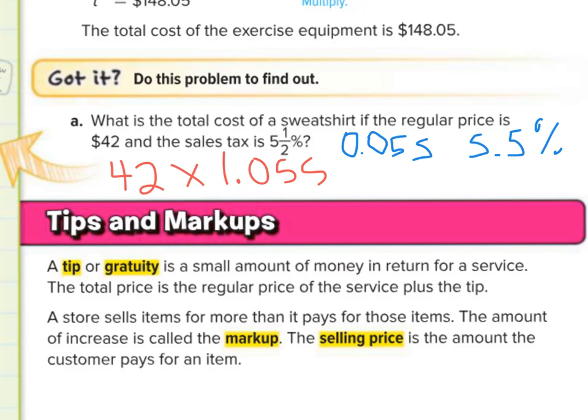When you multiply the two, you get the answer. Let me change the color here to red so that we can continue. 42 times 1.055, you will get 44.31. Now feel free to use a calculator when doing these multiplications, just to make it faster.